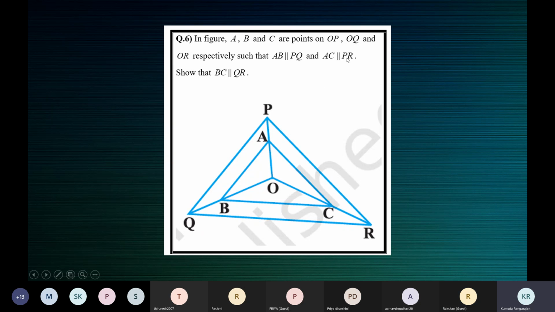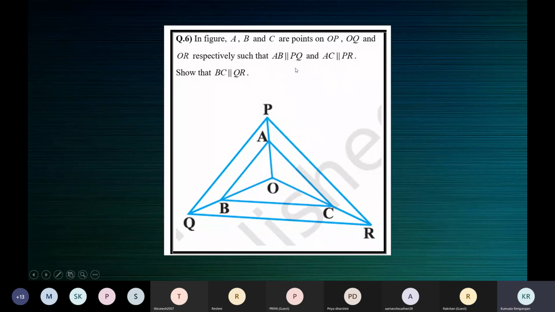Now try this one also. AC is parallel to PR. Ma'am, now I got it. Triangle OPR, because A lies on OP, and C lies on RO, and AC is parallel to PR. So the triangle is the one which has all these three sides: OP, OR and PR. You got it now, Rakshan? Yes. Very good, very good.